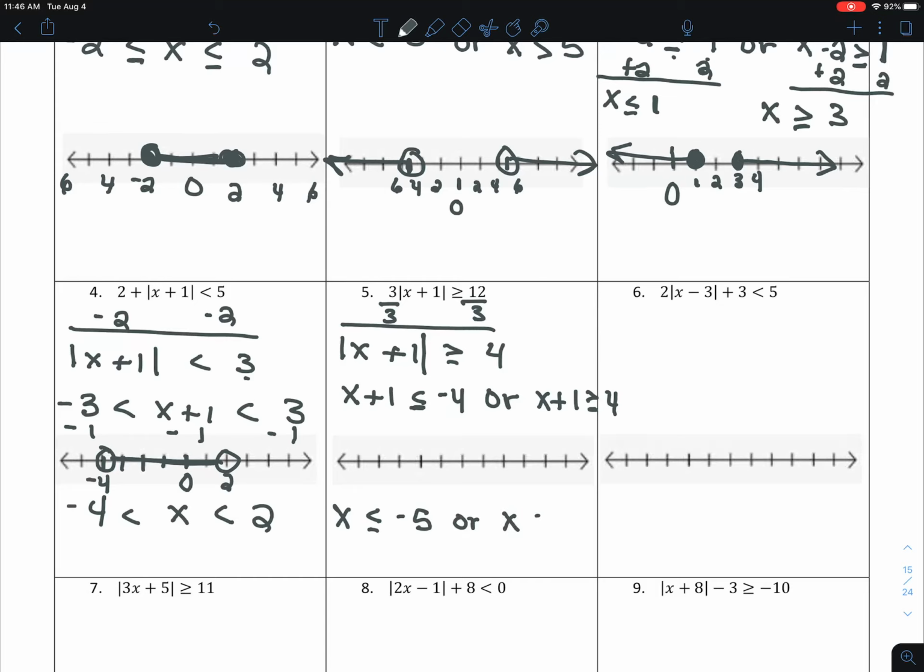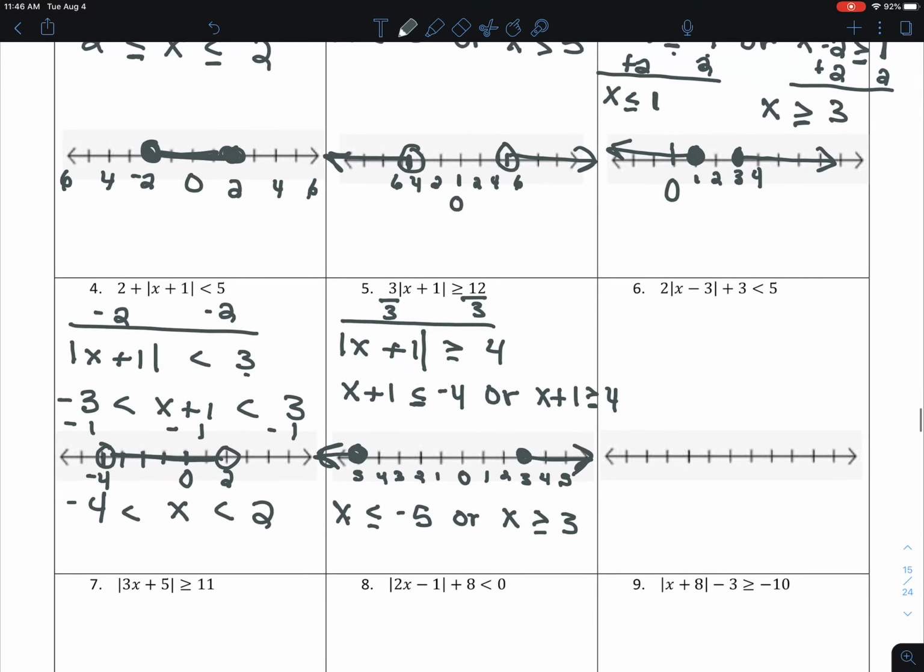So solving that, I get x is less than or equal to negative 5, or x is greater than or equal to 3. Okay, so I'm going to set up my little handy dandy number line. 1, 2, 3, 4, 5. 1, 2, 3, 4, 5. So it's less than or equal to negative 5. So there's a closed circle shaded to the left. And on 3, there's a closed circle shaded to the right.